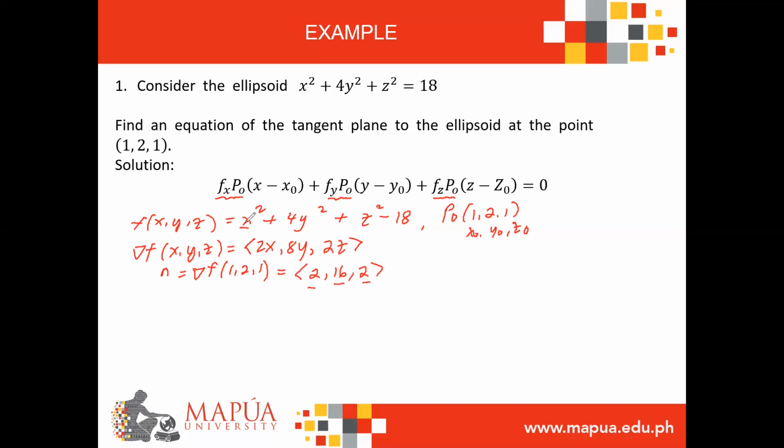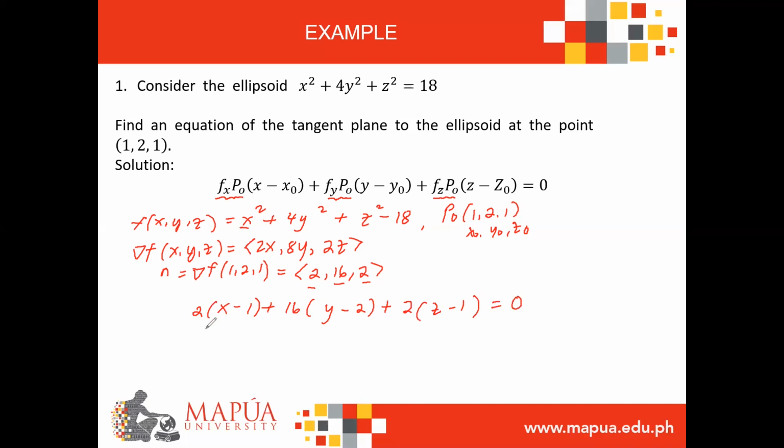So with that, we now have 2 multiplied by x minus x sub 0, which is the same as the coordinate of your point p sub 0, which is 1. Then you have f sub y evaluated at p sub 0 is 16, then y minus y sub 0 is 2. Then f sub z evaluated at p sub 0 is 2 multiplied by z minus 1, so this is your z sub 0.